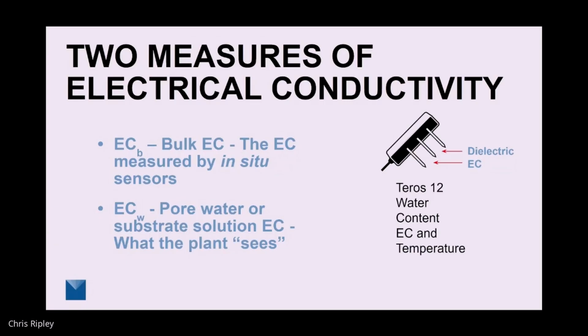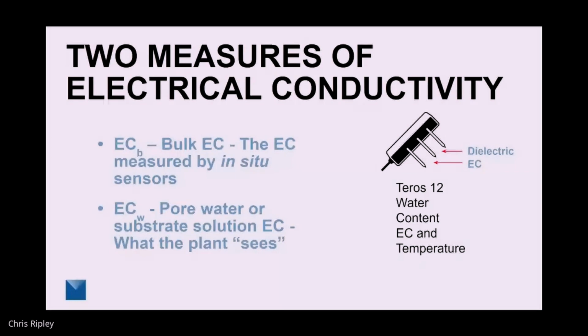And which probe, do you know, which probe is the temperature sensor in, Gaylon? It's the center one. Okay, yeah, so those are the 3 readings that come out of the Teros 12, which are water content from the dielectric, EC, which is pore water EC, and temperature.